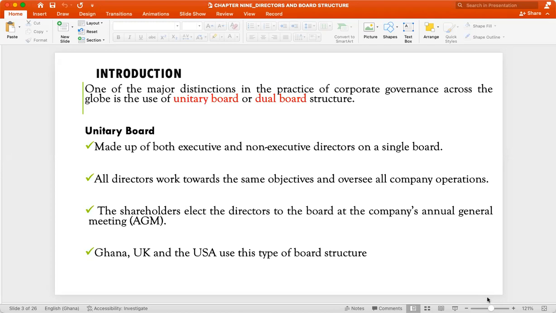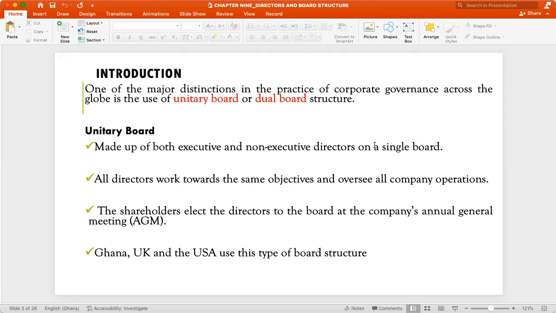Okay. So one of the major distinctions in the practice of corporate governance across the globe is the use of unitary board or dual board structure. So in some jurisdictions, they use what is known as the unitary board, like Ghana. We'll look at Ghana, UK, USA. And in other jurisdictions, they use what is known as the dual board structure. Okay. With the unitary board, it is made up of both executive and non-executive directors on a board.